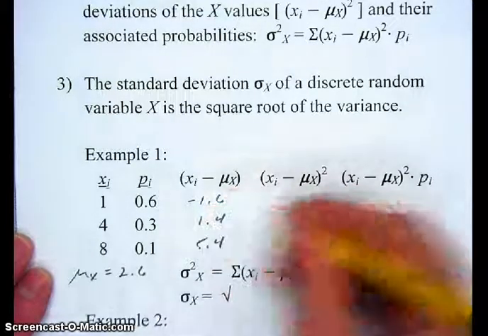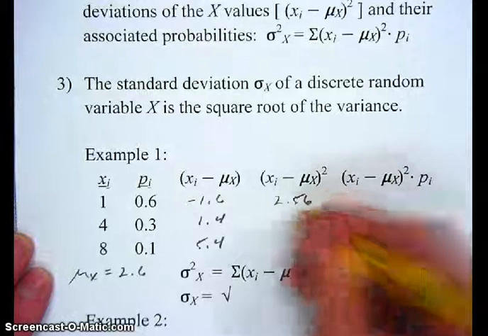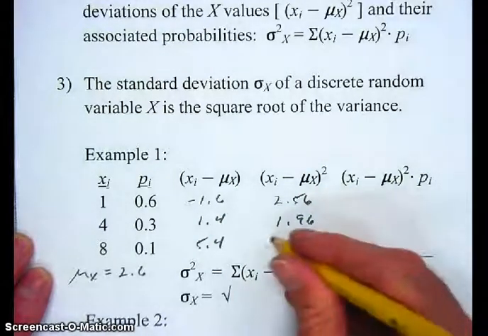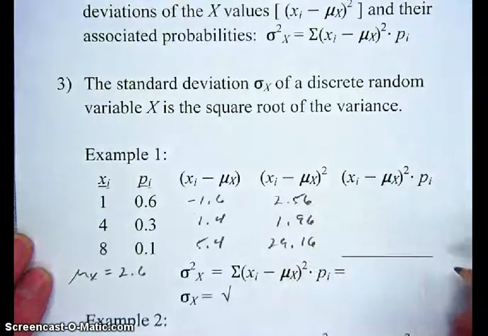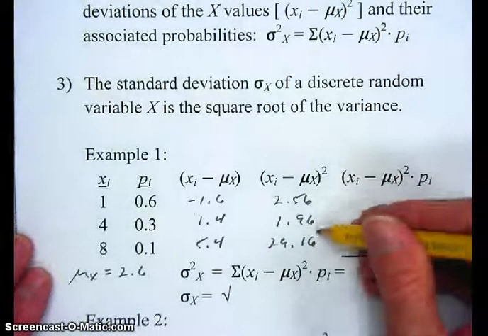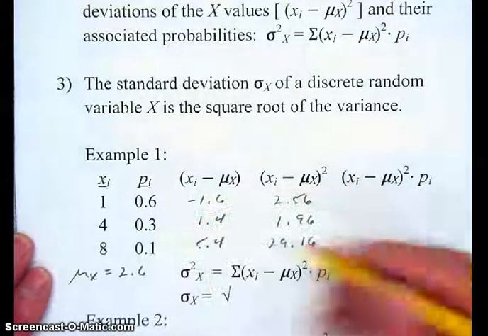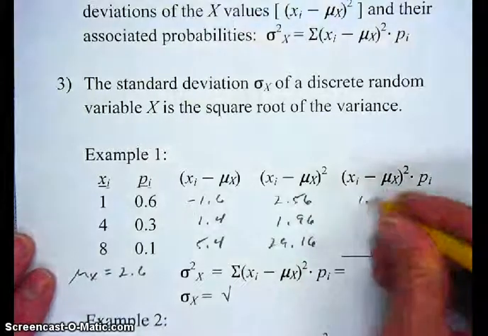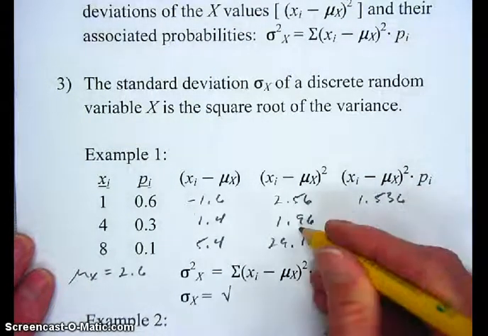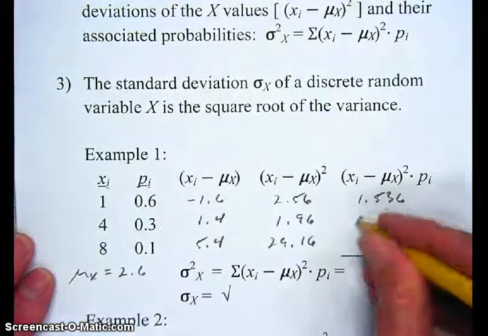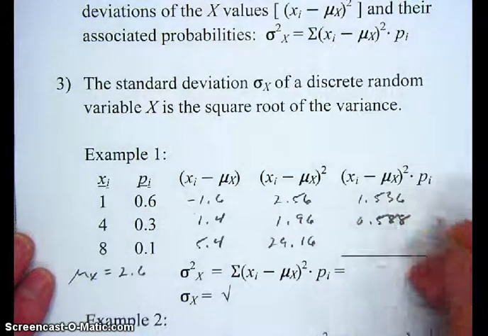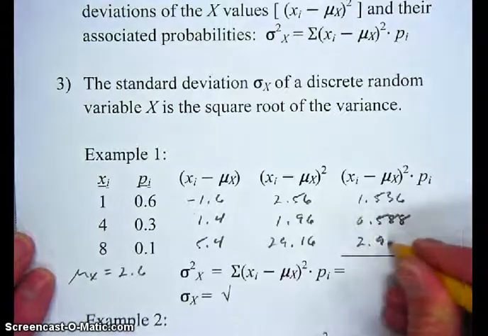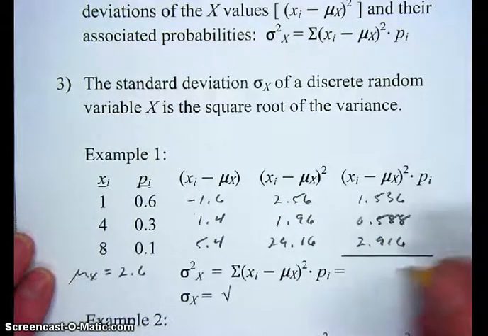And then we're going to square those deviations from the mean, and they're all going to become positive when we do that. Negative 1.6 squared is 2.56. 1.4 squared is 1.96. And 5.4 squared is 29.16. Now that we have the squared deviations from the mean, we're going to multiply those by their associated probabilities and write those products here. 2.56 times 0.6 is 1.536. 1.96 times 0.3 is 0.588. 29.16 times 0.1, just move the decimal point one place, 2.916.